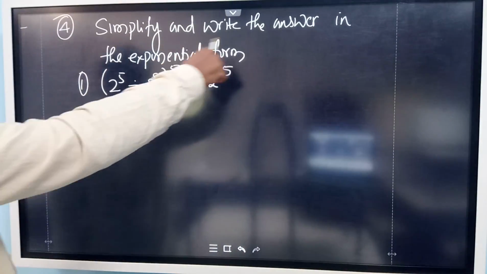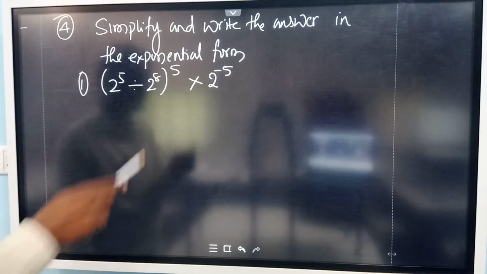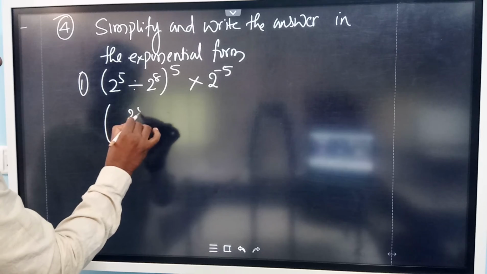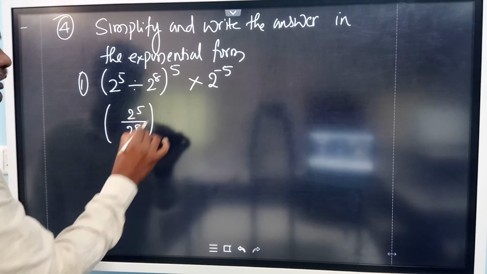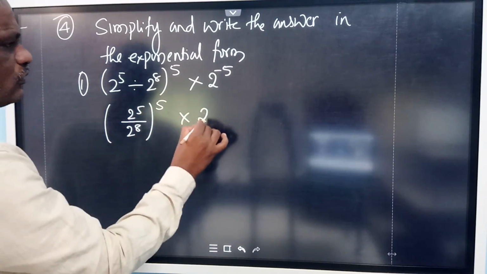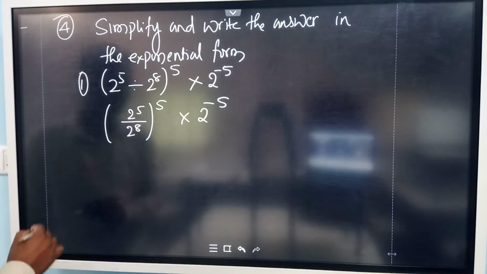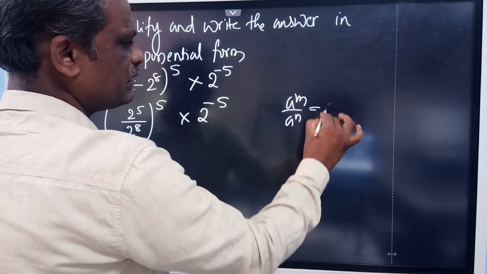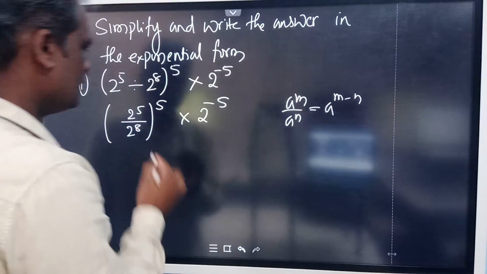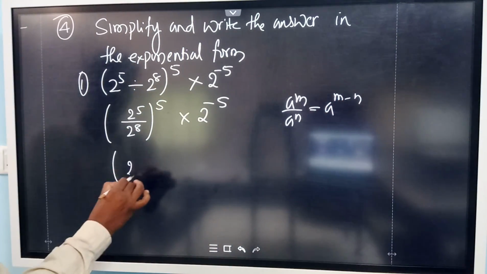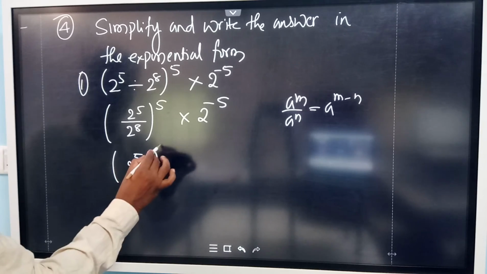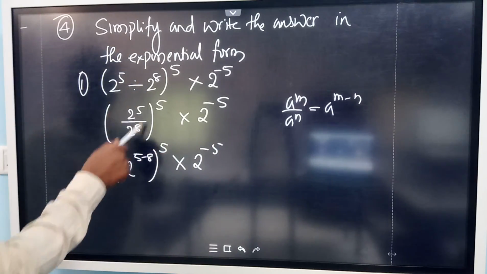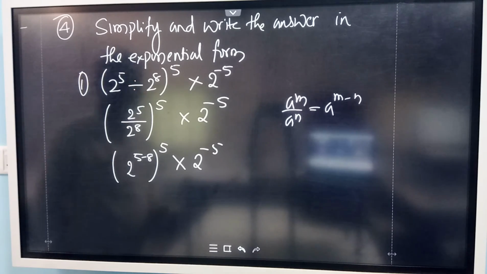This question: simplify and write the answer in the exponential form. First let us simplify this one. Inside this we have 2 to the power 5 divided by 2 to the power 8, all to the power 5. Then outside, 2 to the power minus 5. You have the law a to the power m divided by a to the power n is a to the power m minus n. So now it becomes 2 to the power 5 minus 8, all to the power 5, into 2 to the power minus 5.